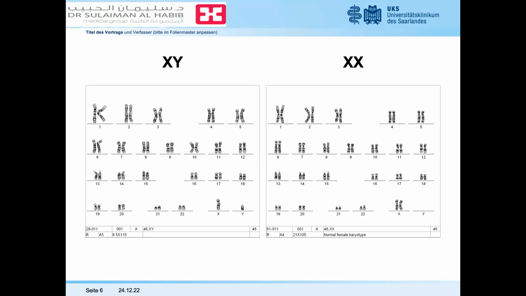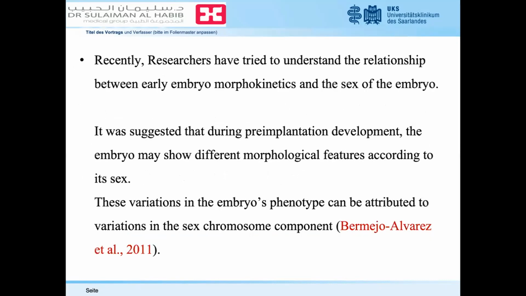We can see in this slide two types of karyotypes, 46XY on the left side and 46XX for the female embryo. Recently, researchers have tried to understand the relationship between early embryo morphokinetics and the sex of the embryo. By early morphokinetics, we mean the embryo division from day 0 after egg injection until day 5 before transferring the embryo to the uterus. It was suggested that during pre-implantation development, the embryo may show different morphological features according to its sex pattern. These variations in the embryo's phenotype can be attributed to variations in the sex chromosome component.